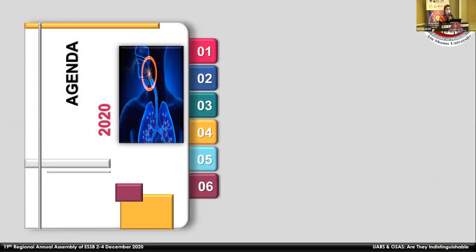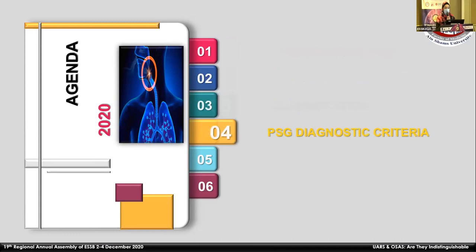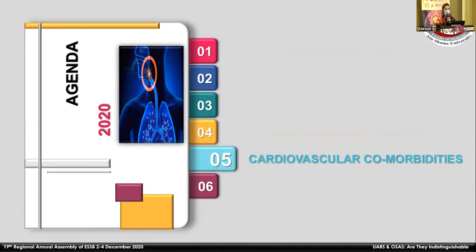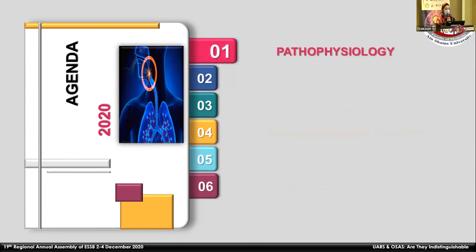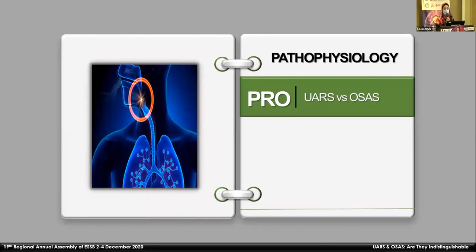In the agenda of this pro-con debate, I'm going to highlight whether upper airway resistance syndrome agrees or fails to set itself apart from obstructive sleep apnea in each of the defining fields, namely pathophysiology, clinical presentation, classification, polysomnographic diagnostic criteria, cardiovascular comorbidities, and the treatment. Start with the pathophysiology. Both diseases share the same criterion, which is the upper airway obstruction, although the degree of obstruction might be different between the two cases. In upper airway resistance, it's just a flow limitation. But in obstructive sleep apnea, it's a partial obstruction, a complete obstruction, or an apnea.